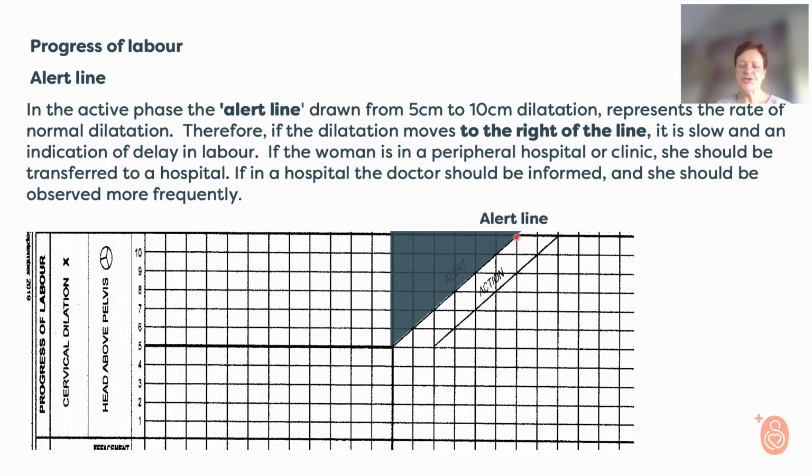If she dilates slower than 1 centimeter per hour, the dilatation will fall on the right side of the alert line, and that means that the labor is slow and something should be done about it. If the woman is in a peripheral hospital or a clinic, she should be transferred to a hospital. If she's in a hospital, the doctor should be informed and she should be observed more frequently. It's now very important to try and decide what is the reason for this delay in labor.